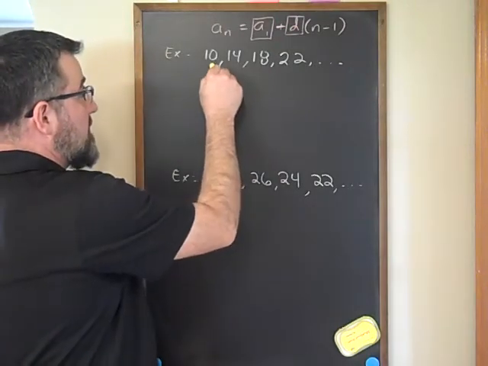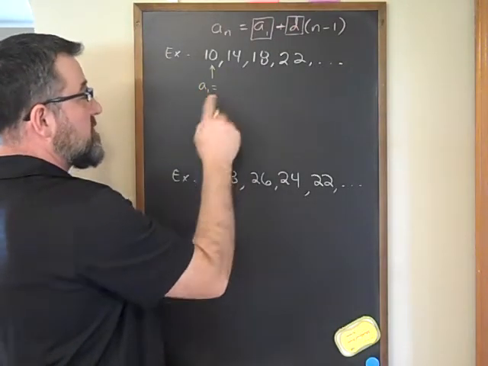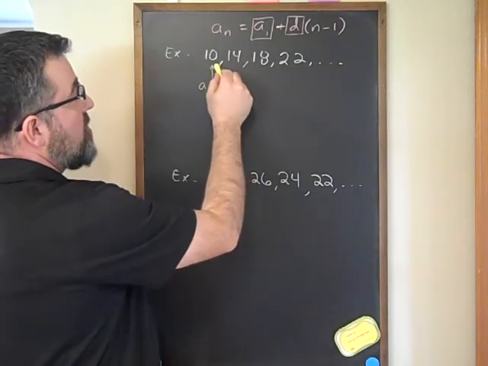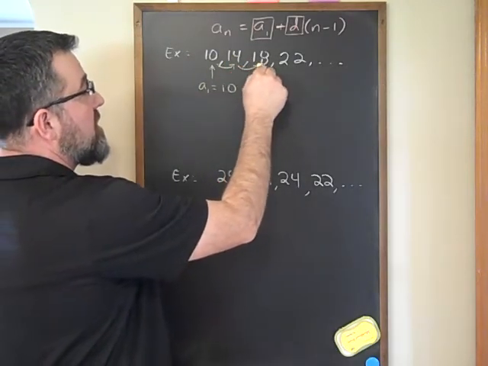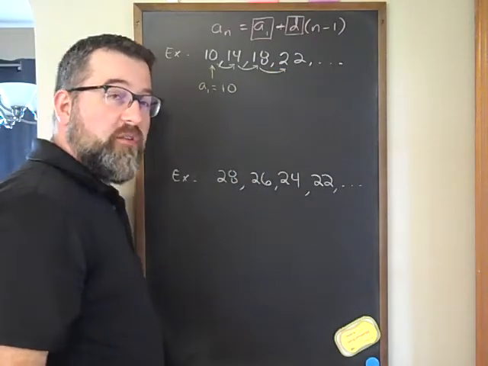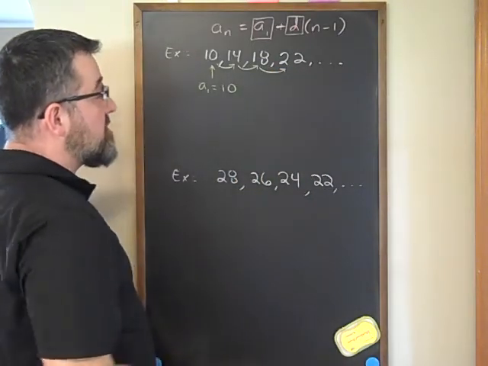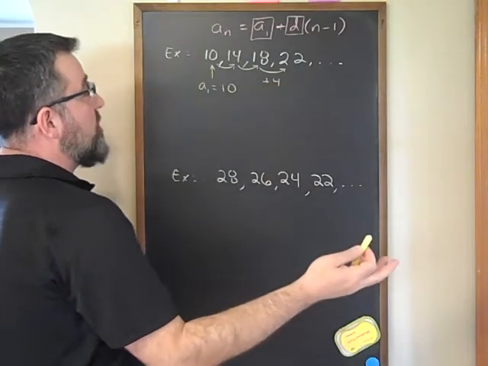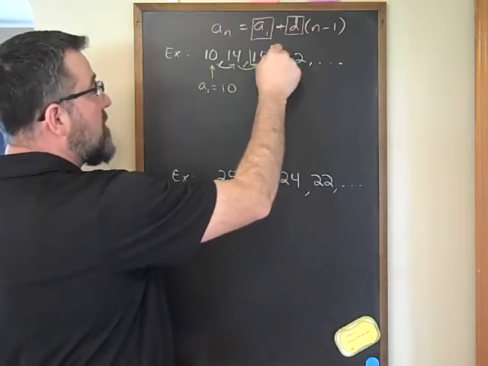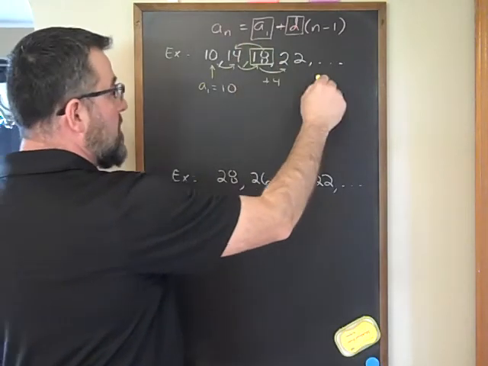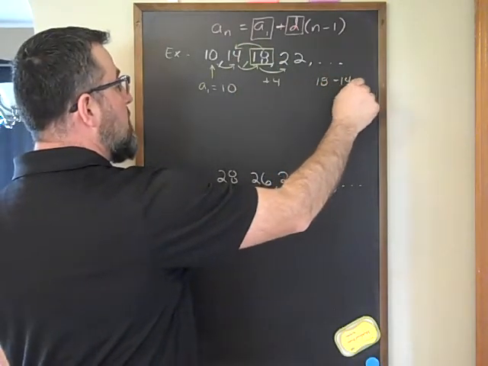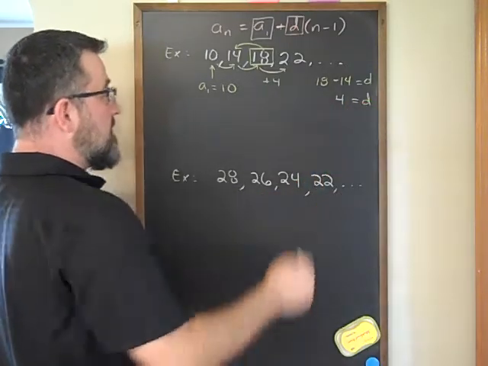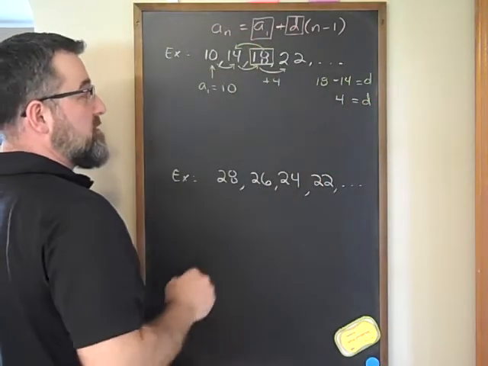We can clearly see our first term in this one, a sub 1, our first term is 10. And looking for the constant difference, you can probably see that what's going on to get from one term to the next is that we are adding 4 each time. If you don't see it, take any term and subtract the term before it. 18 minus 14, that gets you your constant difference of 4. 4 is d. So we have the value we're going to substitute here.